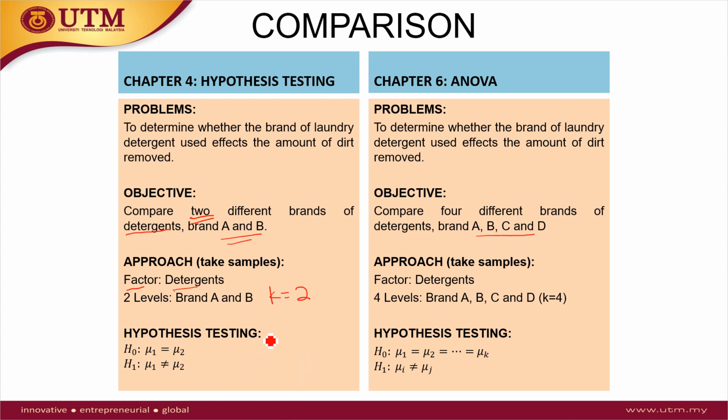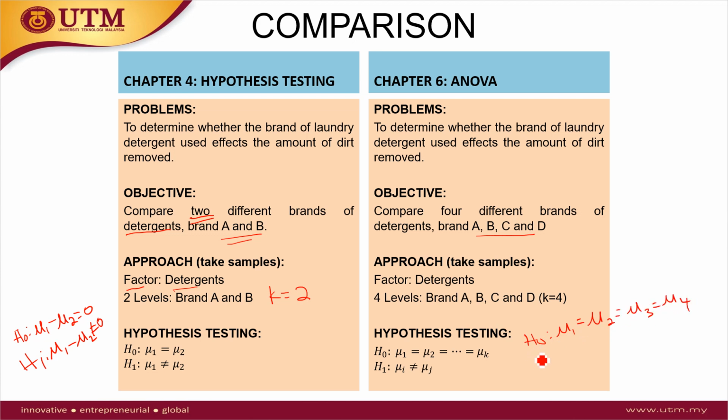Now let's look at the hypothesis testing. If you still remember, the hypothesis testing for the two population means in chapter 4 is like this. So we have two populations. While for chapter 6, instead of 2, now we have more than 2 populations, up to K. For example, since you have 4 levels, your mu would go up to 4.